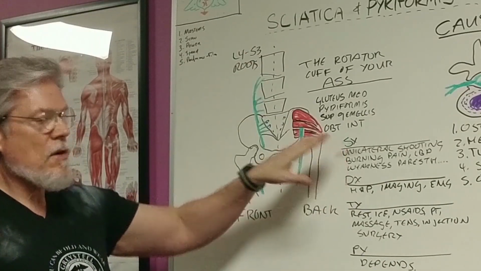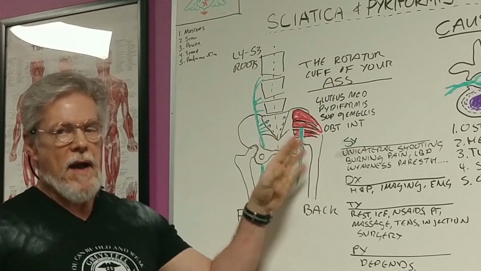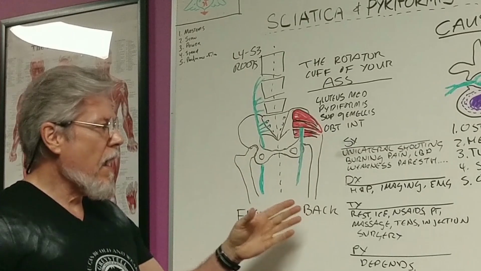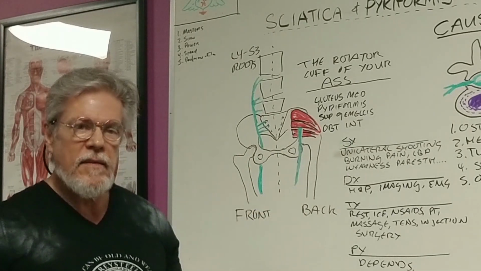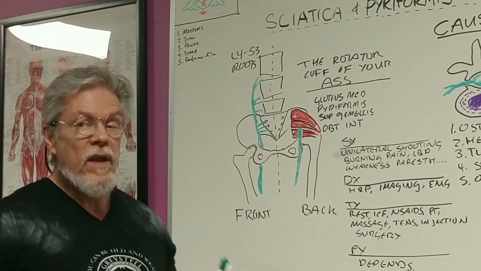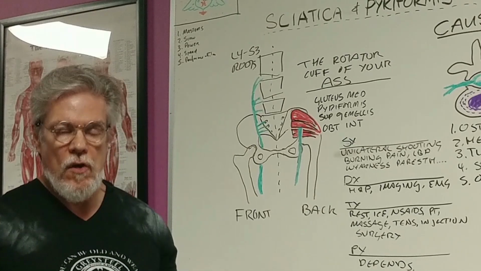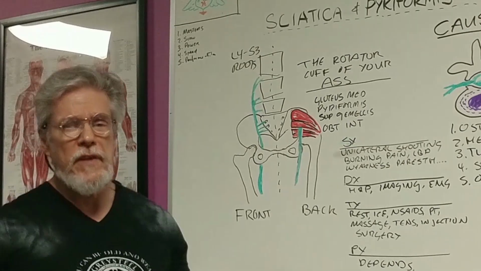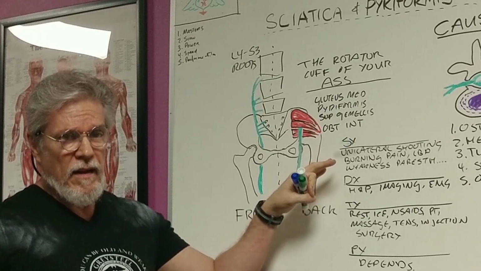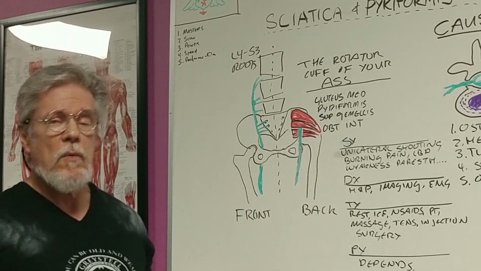Symptoms that you're going to get from this are going to be unilateral. It's unusual to have bilateral, especially with piriformis syndrome. Unilateral shooting pain, burning pain down the back of the leg, associated often with low back pain, glute pain, weakness, paresthesias, and so forth. And the differential diagnosis for this kind of symptomatology goes beyond sciatica and piriformis syndrome, so you're going to want to get checked out.